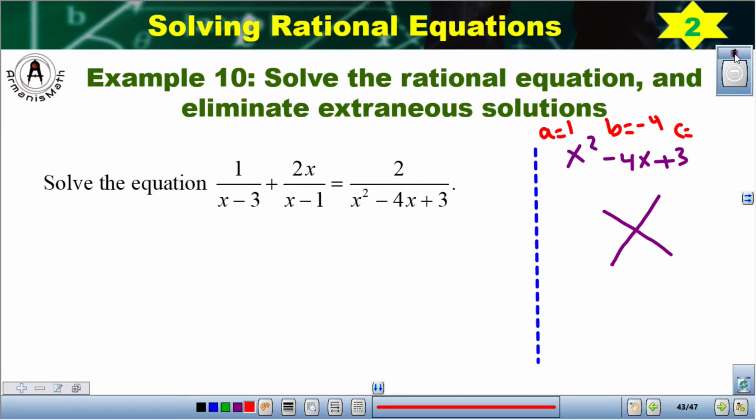Okay, ABC. You got to know my ABC. Why? Because next time you're going to sing with me. A times C at the top, and B at the bottom. I see myself looking at 1 times 3, that's 3. And this guy's negative 4. Two numbers multiply gives you 3, add gives you negative 4. What could these numbers be? Be the change you want to see.